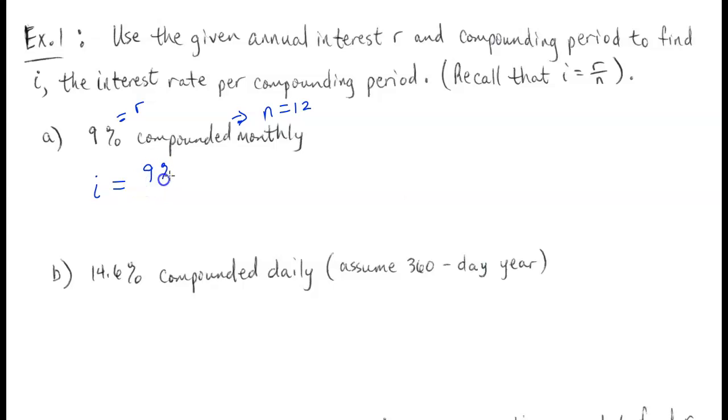So we'll have 9% divided by 12, or if we write that in decimal form, that's just going to be 0.09 divided by 12. And if we work all that out, we'll see that we end up getting 0.0075, which essentially is just 0.75%, 0.75 per 100. Okay. So that is our first one here.